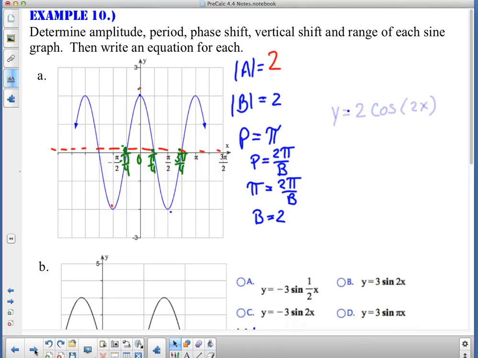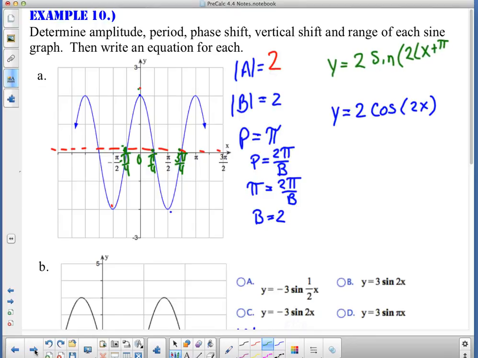Let's see what we got here. Okay, I've got a cosine written, but really it's pi over 4, and that's what's 2x. But I've got y equals 2 sine of 2 times x plus pi over 4. Now remember our relationship of sine and cosine. If I just finish this out, 2x plus pi over 2.